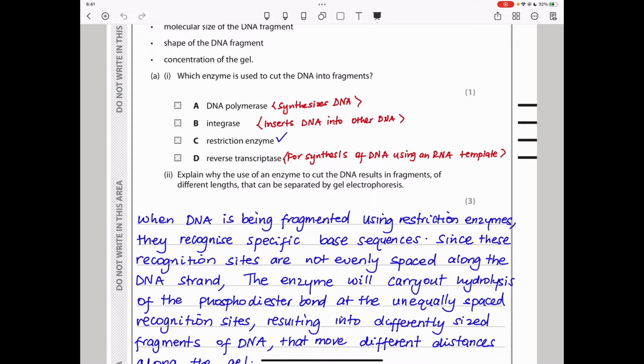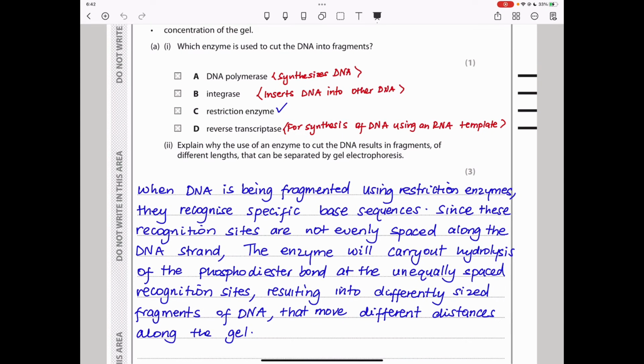So when DNA is being fragmented, we are using restriction enzymes. Restriction enzymes have specific base sequences on the DNA molecule that they recognize, and these recognition sites are not evenly placed along the DNA molecule, so they're going to be at different sites or different lengths along the DNA molecule, and when they are cut, we're going to have fragments that are not the same length. Also, the enzyme will carry out hydrolysis of the phosphodiester bond at the recognition sites, resulting in different sizes of the fragments, and that's why they move at different distances along the gel.